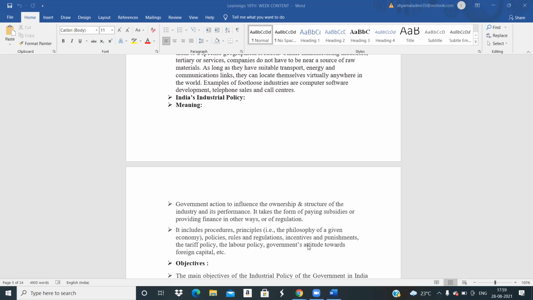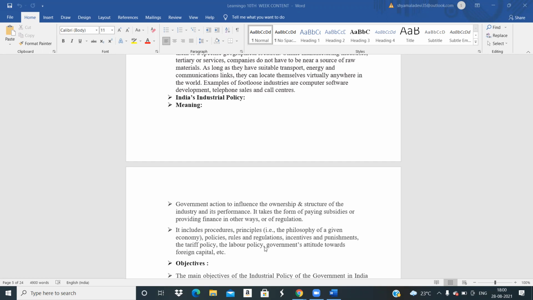That is what you call incentives. Tariff policy, labor policy. What is a labor policy? That means mainly seeing that they get fair wages, good working conditions, and especially that there is security of the job. You cannot remove the worker just like that. All these form the labor policy.